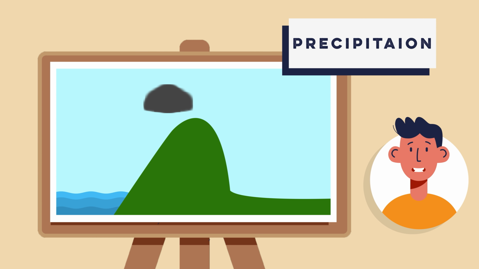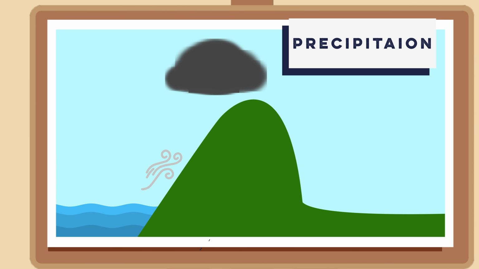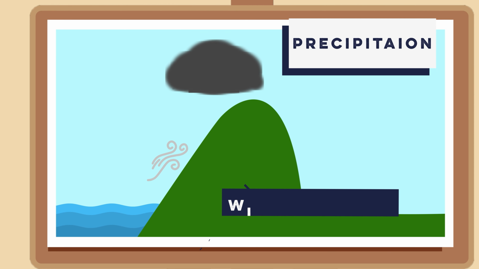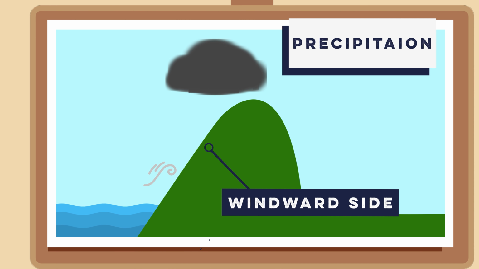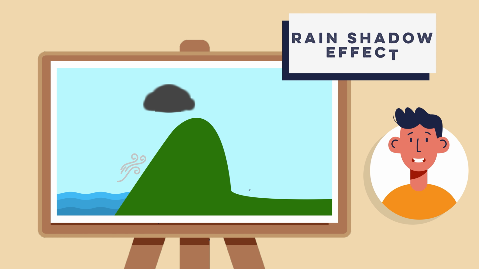When the clouds can no longer hold the condensed water, precipitation occurs. This can be in the form of rain, snow, or sleet, depending on the temperature. The windward side of the mountain, where the air rises, receives the most precipitation. Step 5 is the rain shadow effect.